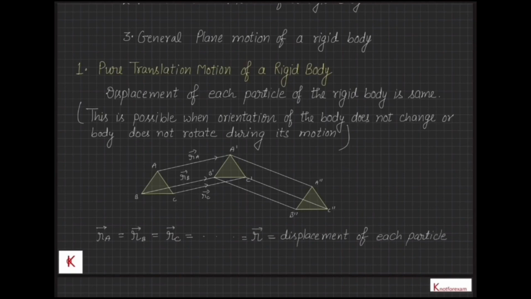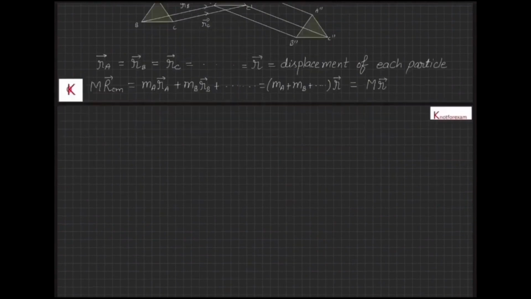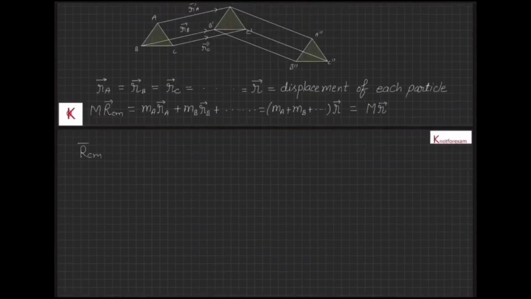Also, if total mass of the rigid body is m and displacement of center of mass is R_CM vector, then by the property of center of mass, we can write that m R_CM vector is m_A R_A vector plus m_B R_B vector and so on, and that is equal to total mass into R vector. From this relation, for pure translation motion of a rigid body, we can write that displacement of center of mass will be equal to displacement of each particle of the rigid body, which we can call displacement of rigid body.